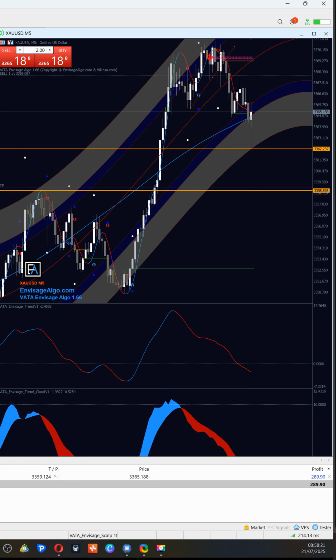Our candle has closed as a bearish engulfing candle, so this is also looking in our favor. 15 minutes is like this, and 10 minutes is like this. So on the 15 minutes, as you can see, we have a target around here, so that can also be reached. But the 1 hour is the one which is actually giving us the best information.